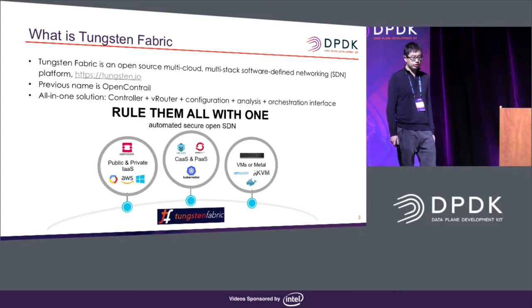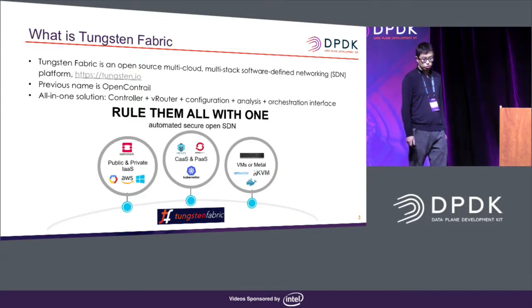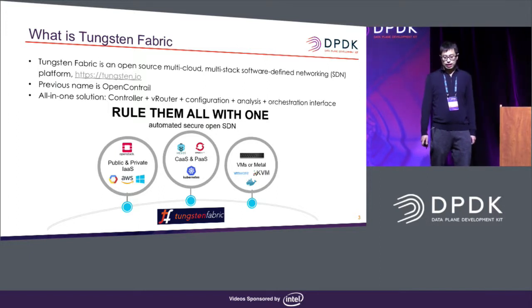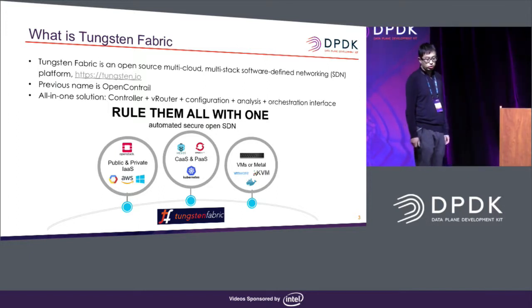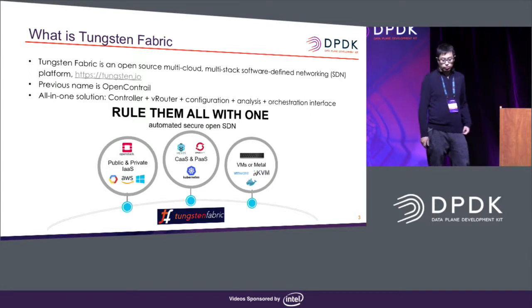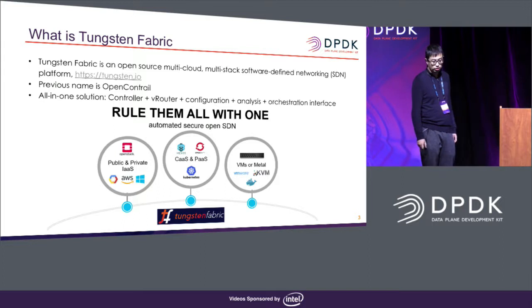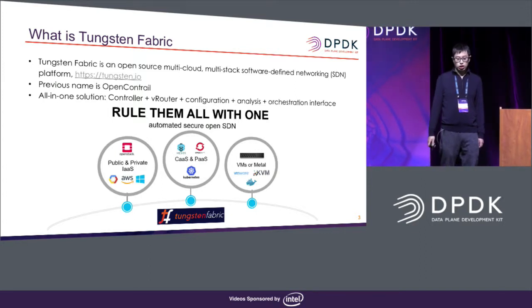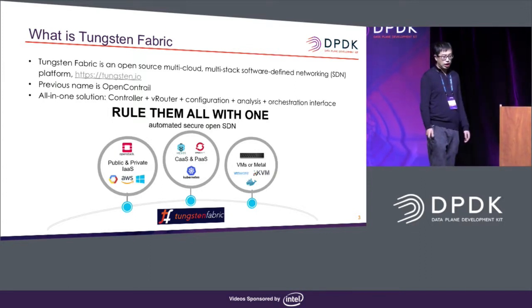The advantage of Tungsten Fabric is that it is an all-in-one solution. It has the controller, the vRouter, and configuration, analytics, and orchestration interfaces. It can support AWS, Azure, Kubernetes, Mesos, OpenShift, and also virtualization technologies such as KVM, VMware, or Docker as container. So this can save your workload for system integration, and you don't have so much tool switch fatigue when you are handling too many components.